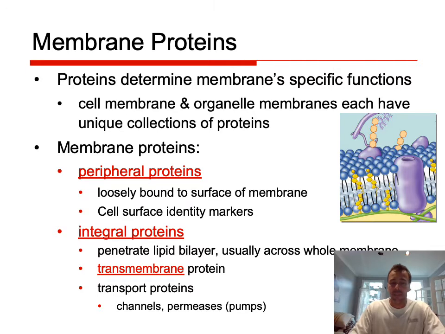Membrane proteins can either be peripheral proteins or integral proteins. The peripheral proteins are those that are just loosely bound to the surface, such as this one here, and they contain cell surface identity markers used for research purposes or for clinical purposes. Whereas integral membrane proteins integrate within the membrane. They penetrate the lipid bilayer, usually across the whole lipid bilayer, and they are often referred to as transmembrane proteins. They can also be transport proteins such as channels and permeases and pumps, all of which we'll talk about in this lecture.